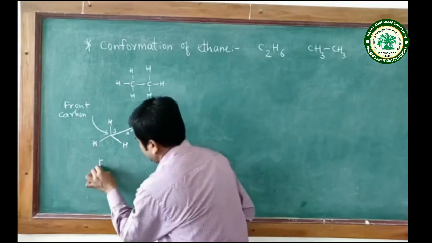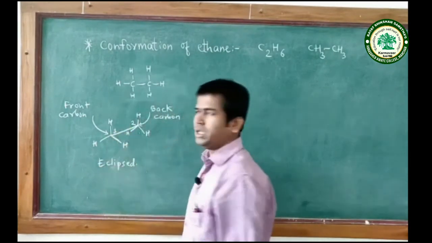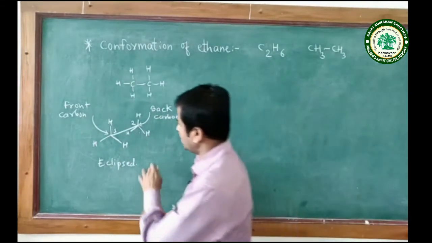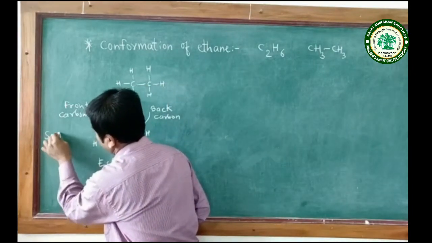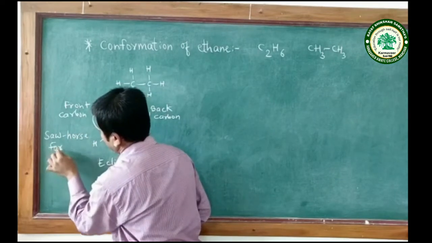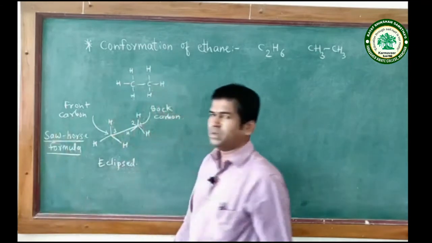This structure is an eclipsed conformation. Okay, and the structure is called the Sawhorse formula. Getting this?